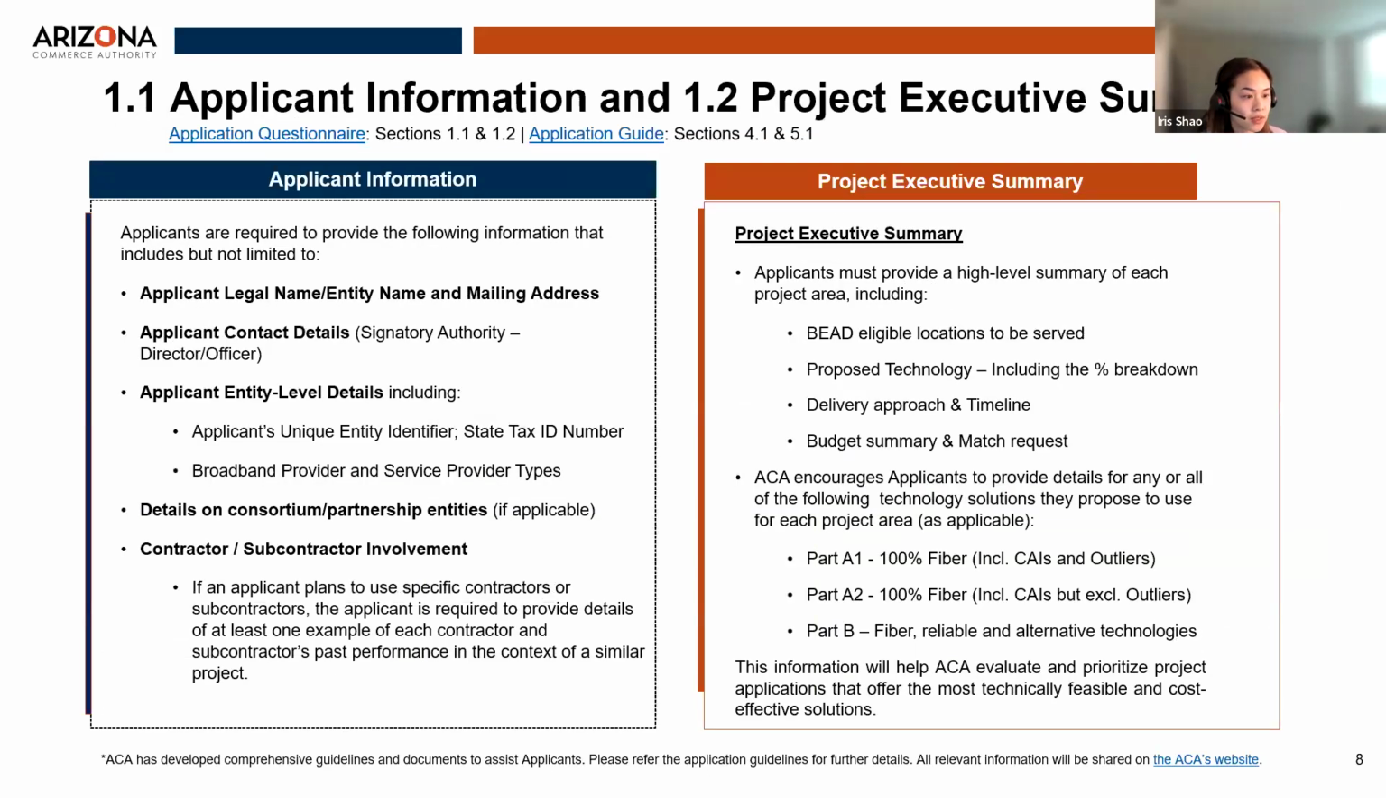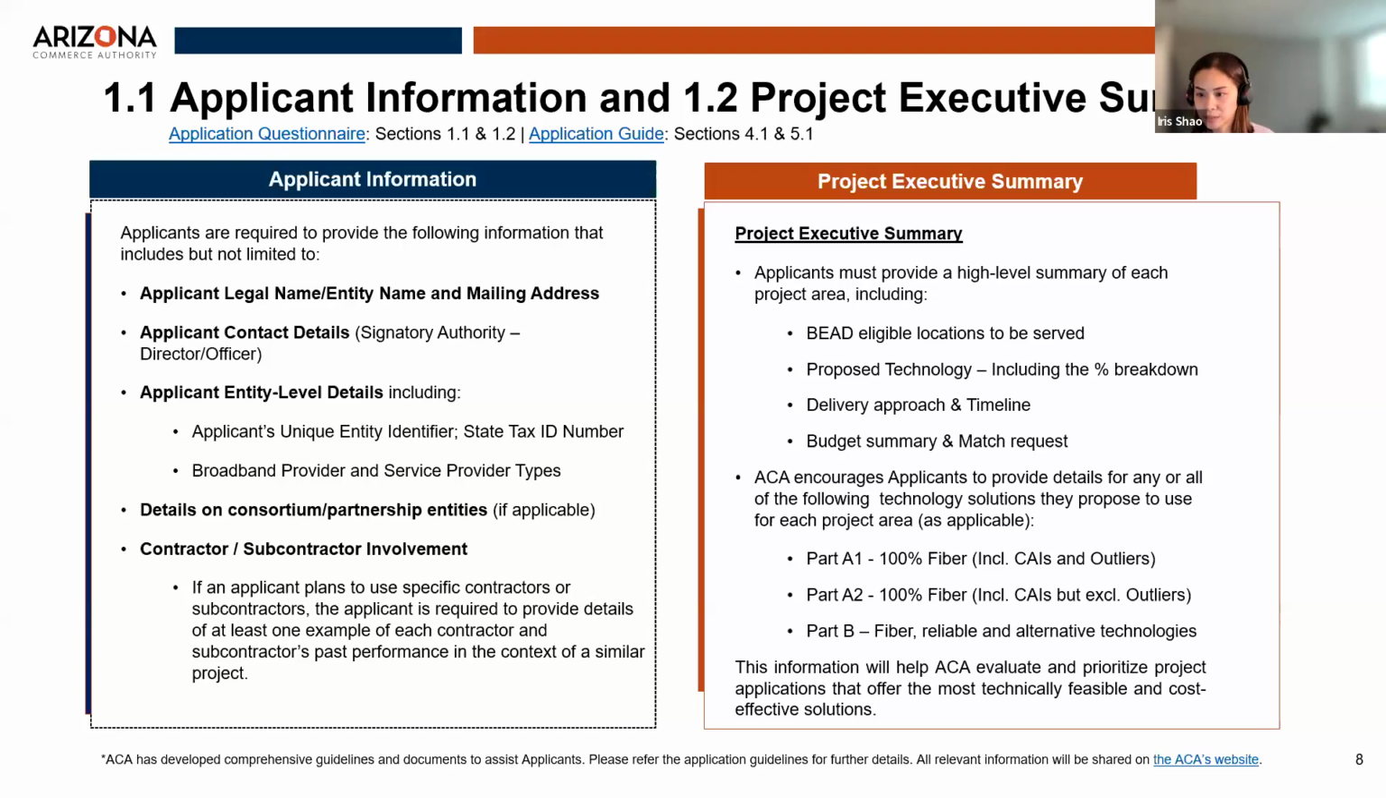Right, we can move on to, okay. So now we can dive into the details about our 18 sections, starting from 1.1 and 1.2. And also note that under each section title, we also included links to our application questionnaire and our application guide.